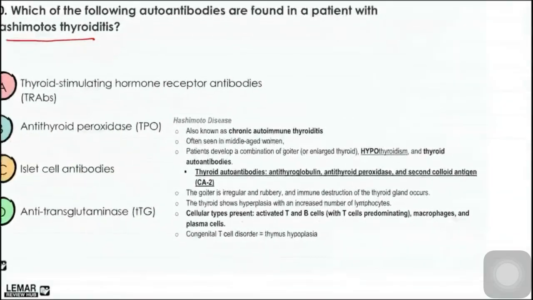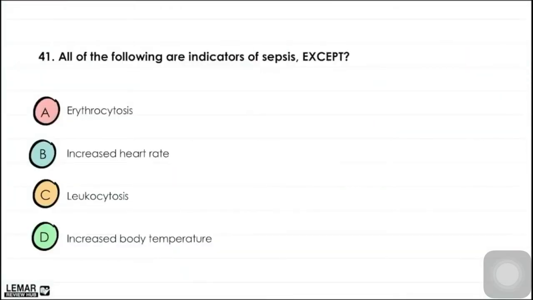Number 41. All of the following are indicators of sepsis except: A, erythrocytosis, B, increased heart rate, C, leukocytosis, D, increased body temperature. So the answer here is actually letter A, erythrocytosis. Why? In sepsis, erythrocytosis is the exception.